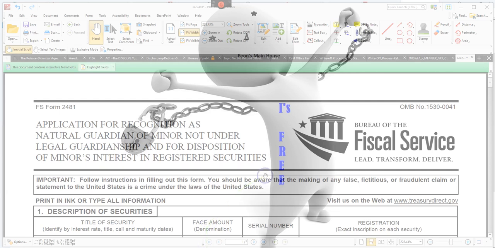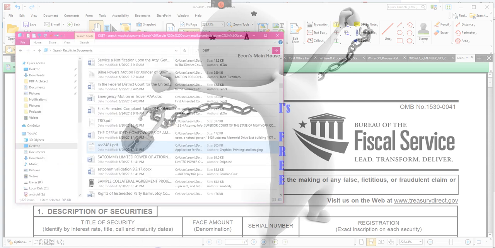Okay, ladies and gentlemen, like I said, I'm doing a lot of work, trying to get a lot of things taken care of. You guys don't know about this form. This is FS Form 2481. Hold on a second. Let me just show you what I'm doing.